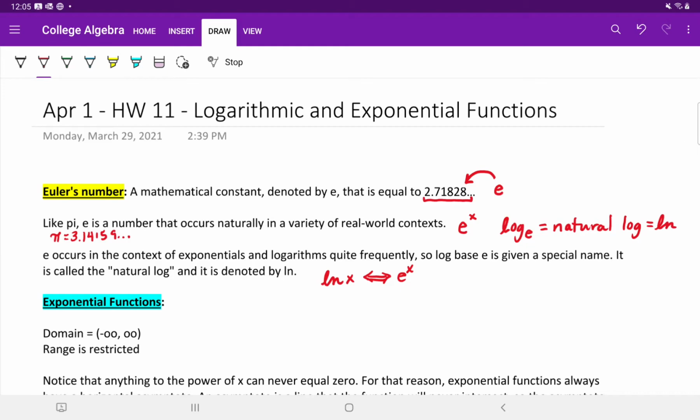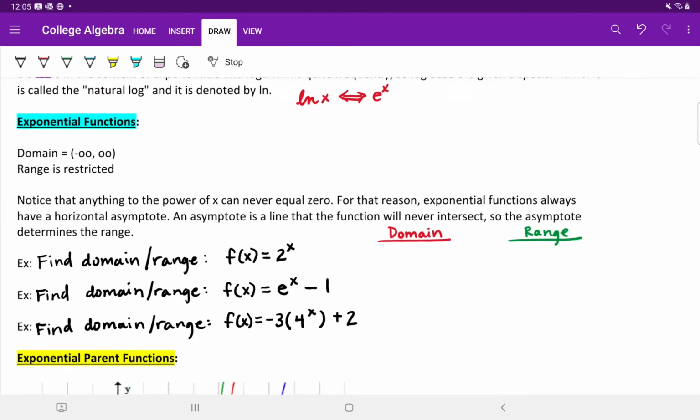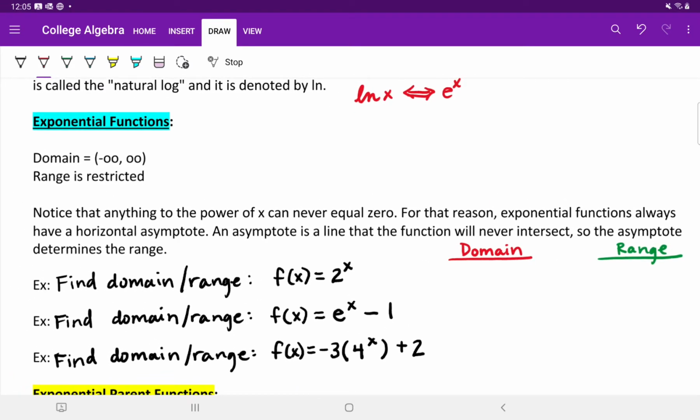So now that we understand what e represents, let's talk about exponential functions and some of the rules we're going to need to know pertaining to exponential functions. So first of all, when we introduce a new function, we're going to want to talk about its domain and range. Exponential functions are things like 2 to the x or 7.9 to the x or even e to the x. These are all exponential functions.